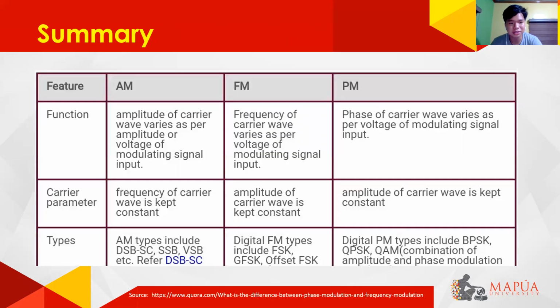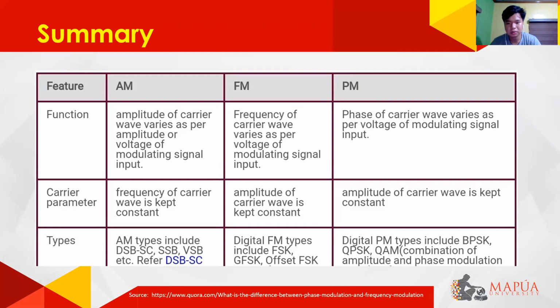As a summary of our discussion, we have AM, FM, and PM. In AM, the amplitude of the carrier wave varies as per the amplitude or voltage of the modulating signal input. For FM, the frequency of the carrier wave varies as per the voltage of the modulating signal input. For PM, the phase of the carrier wave varies as per the voltage of the modulating signal input. As for carrier parameters, in AM the frequency of the carrier wave is kept constant. In FM, the amplitude of the carrier wave is kept constant, and in PM, the amplitude of the carrier wave is also kept constant.